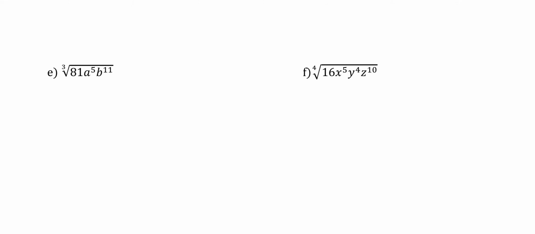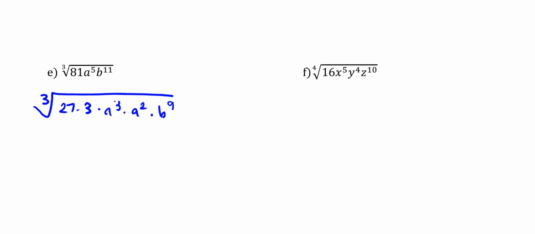Let's take a look at E. So cube root of 81, I can break that down to 27 and 3. A to the 5th, I can make a cubed times a squared. B to the 11th, I can make b to the 9th and b squared because 9 is going to be a perfect cube. Cube root of 27 is 3.